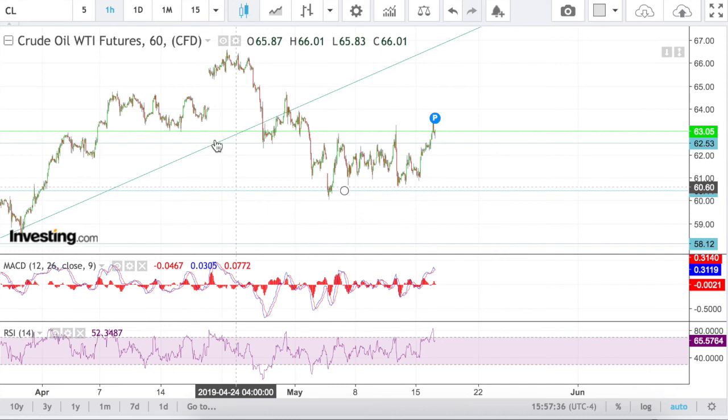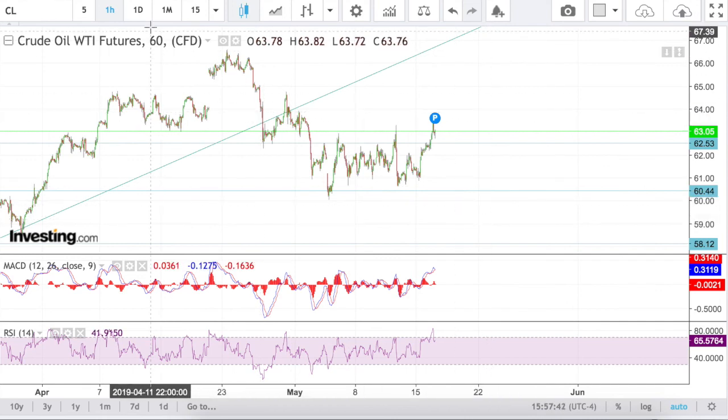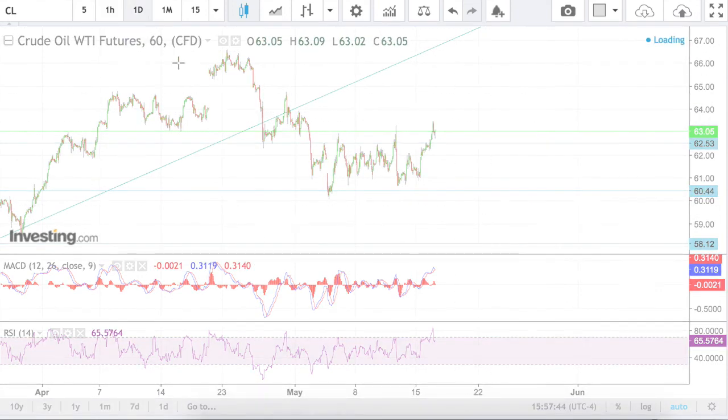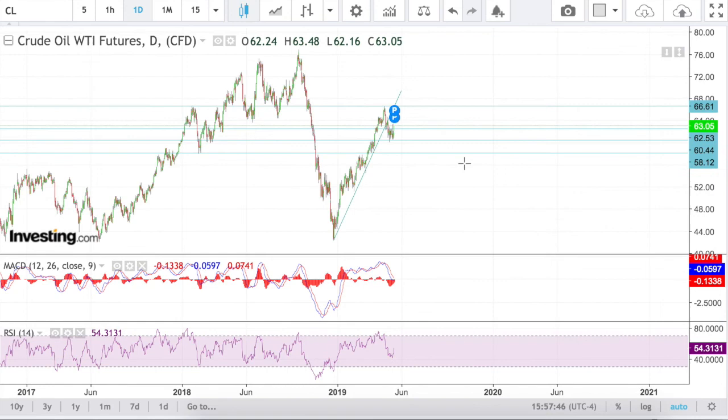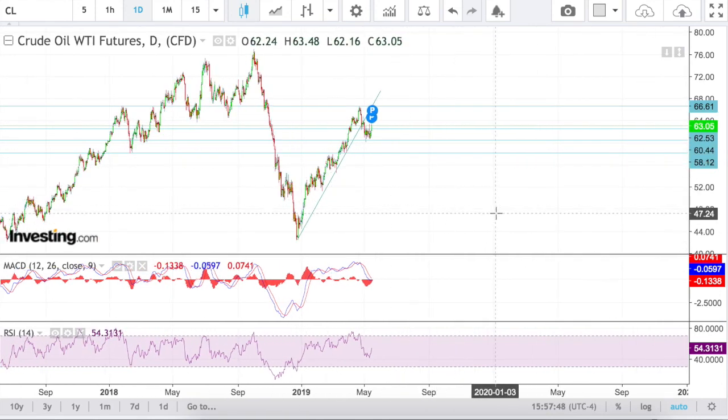I'd say lots of things are aligning in the correct direction. Everything's looking pretty healthy on the daily chart. Same thing on the hourly. Not much else to say.